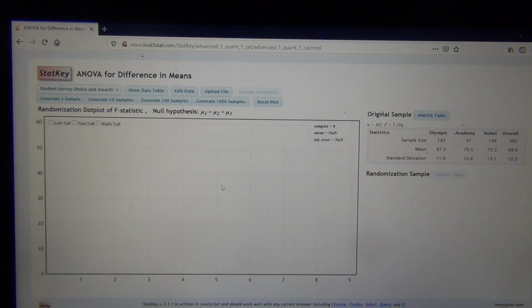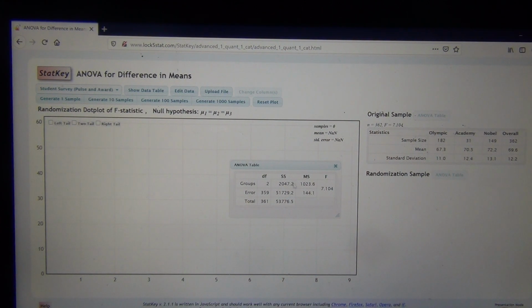All right, so let's look at this data a little bit. Here's our original sample. This is our F test statistic right here under original sample. It's already calculated. F equals 7.104. The variance between the groups is about 7 times bigger than the variance within. If I want to see the actual numbers, I can click ANOVA Table here. Here's the variance between the groups, 1,023, and the variance within was 144. And again, the variance between is about 7 times bigger than the variance within.